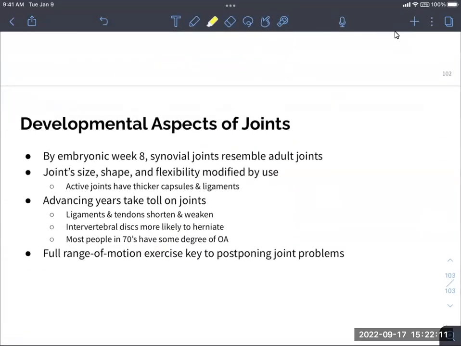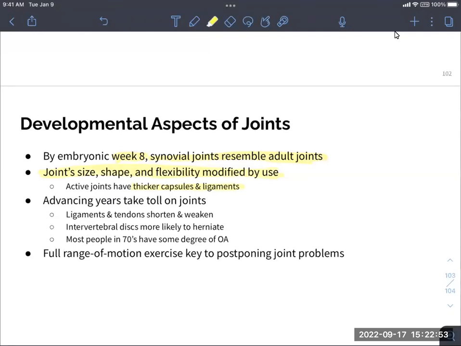So when we're developing, when we're growing, by week 8, we already have synovial joints that look like the joints in adults. By week 8, that is crazy. So their joint size, shape, and flexibility is modified by use. So as those joints get used, they take the shapes that they need to. That's how capsules and ligaments get created to help support that joint.